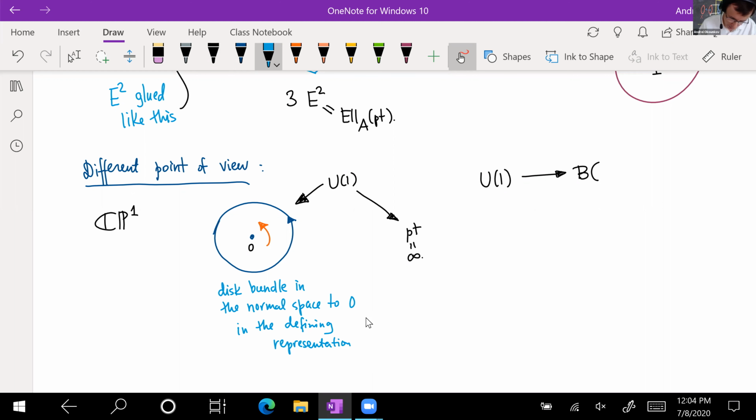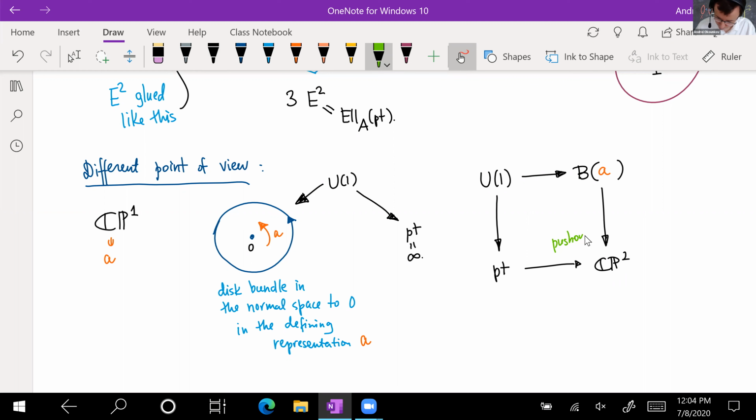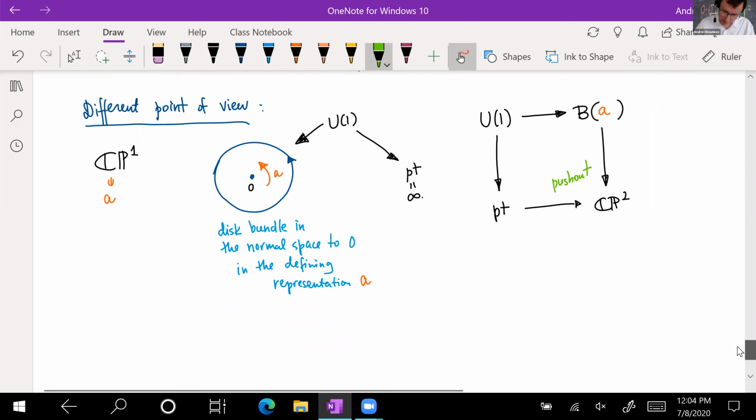Maybe call that defining representation A. We get A times A. So there's an element here called A. And so you take the disk bundle in this defining representation A, and then we take the pushout with respect to this point, and that pushout is CP1. And so then you can view that same pushout. This is essentially the same computation, but in this computation we made the roles of zero and infinity slightly asymmetric.